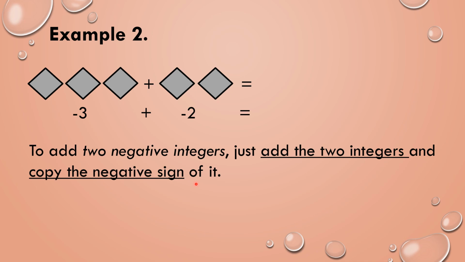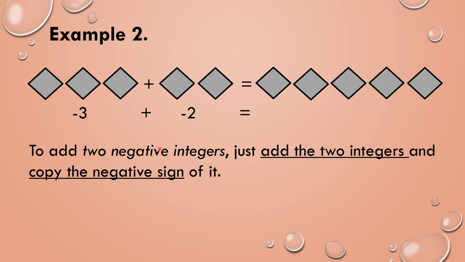So kung kanina sa positive integers, pinag-plus natin and then kinopya natin yung sign na positive, dito naman sa adding two negative integers, i-add lang natin yung 3 at yung 2 and then kokopyahin natin yung negative sign. So the answer is 5 gray diamonds or equal to negative 5. Again, negative 3 plus negative 2 is equal to negative 5.